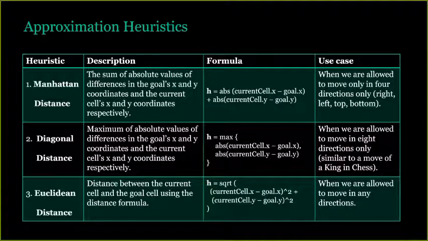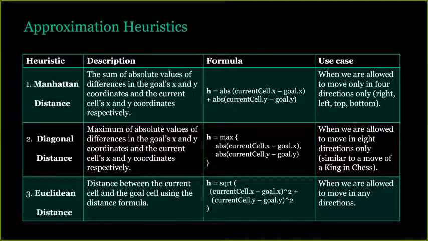The second approximation heuristic actually helps with that limitation, and it allows us to move in 8 directions, similar to a king in chess. So diagonal distance is a maximum of absolute values of differences in the goal's x and y coordinates and the current cell's x and y coordinates respectively. So we are calculating the x and y differences and taking the maximum value.